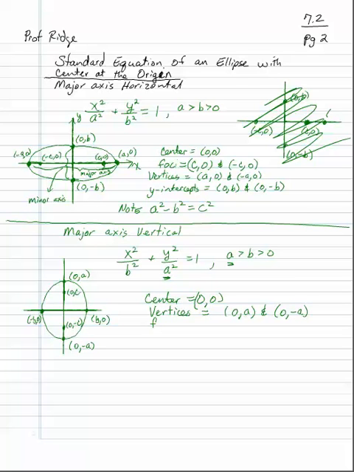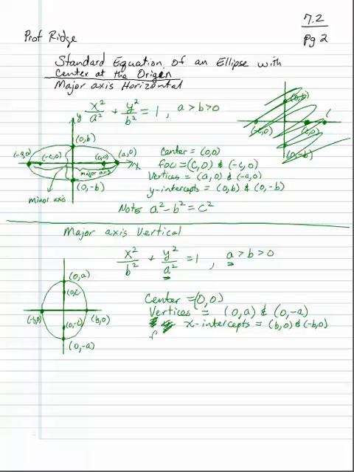The y-intercepts, no, these will be x-intercepts, sorry, will be B, 0 and negative B, 0.